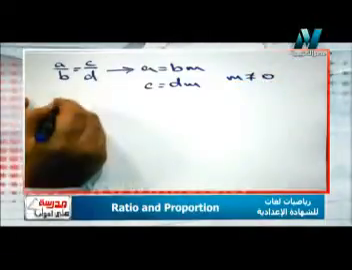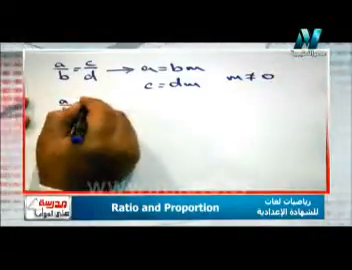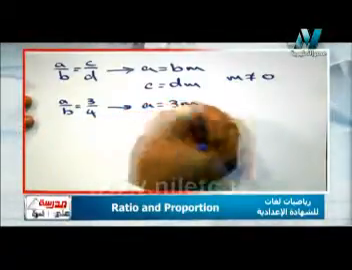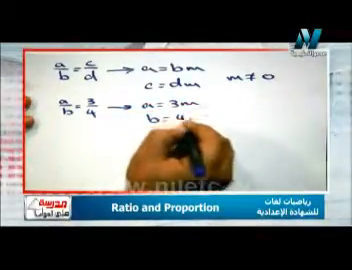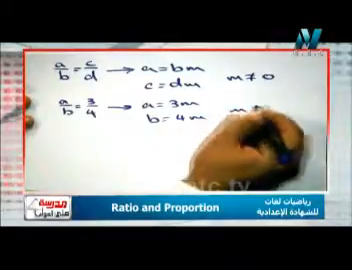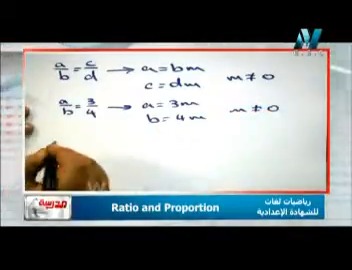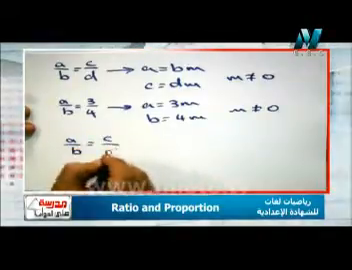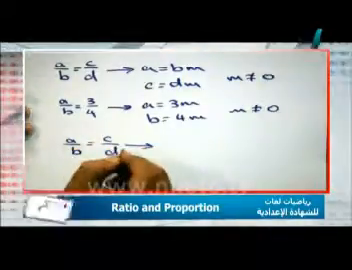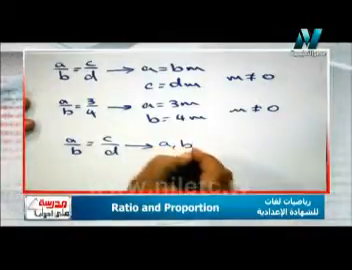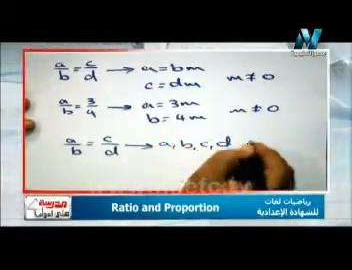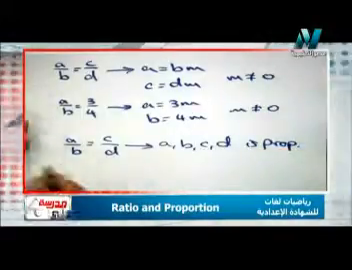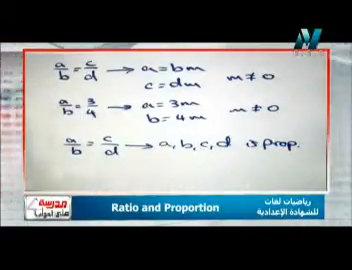And if we have A over B equals, for example, 3 over 4, then A equals 3 times a factor m, and B equals 4 times the factor, and this factor doesn't equal 0. And for example, if we have A over B equals C over D, we can write this in a new way: A, B, C, D is a proportion. This is what we knew today about ratio and proportion.